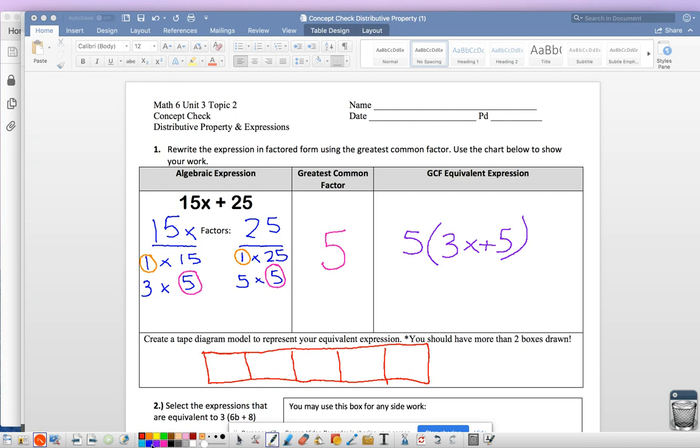Remember, what goes inside each of the boxes? That's what's inside our parentheses. So we have to put a 3x plus 5 in each of these boxes. And what that's showing is that there are 5 groups, which is our greatest common factor, of 3x plus 5, which was what was inside our parentheses. Okay?